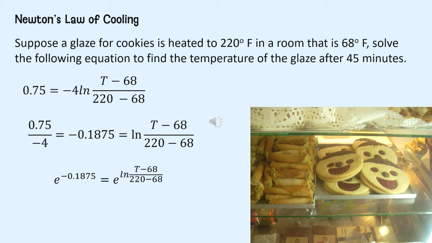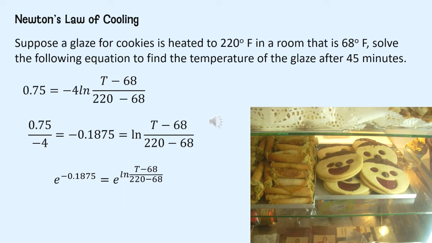Newton's law of cooling is another example of a type of equation that can be written in an exponential form or a logarithmic form. Here we have an example in the logarithmic form. Suppose a glaze for cookies is heated to 220 degrees Fahrenheit and the environment is 68 degrees Fahrenheit. We want to solve for the current temperature, T, after 45 minutes. 45 minutes is 3/4 of an hour. So we have 0.75 equals -4.